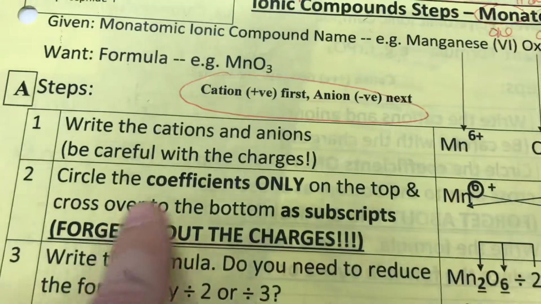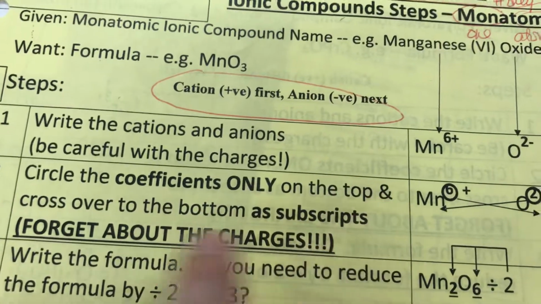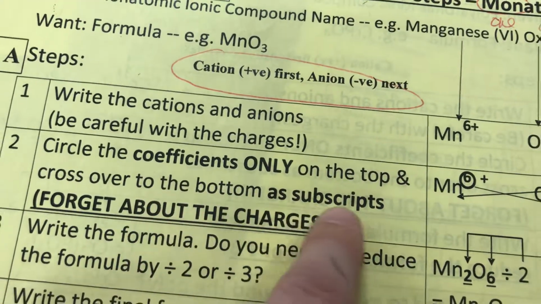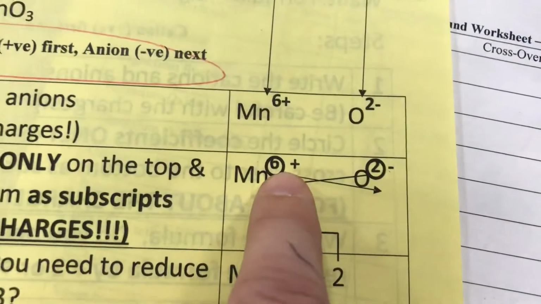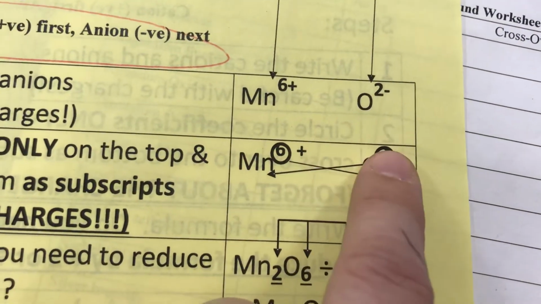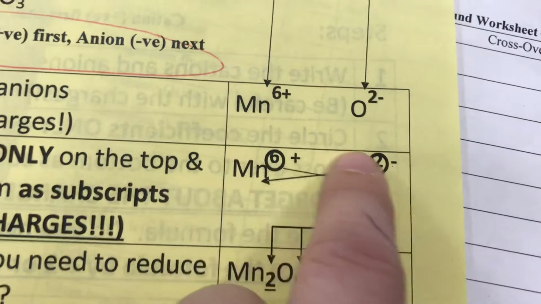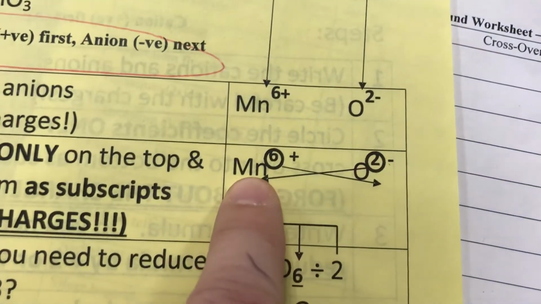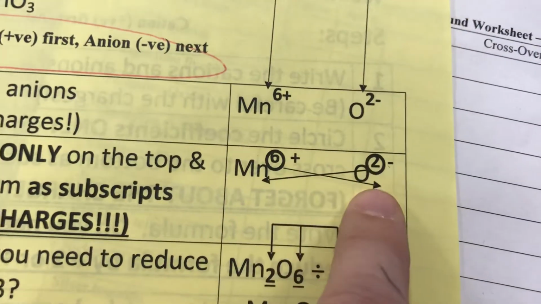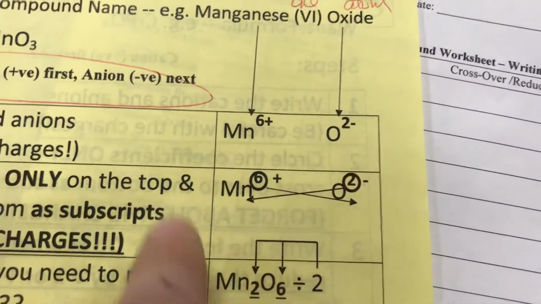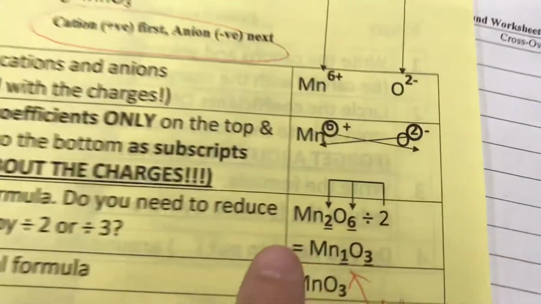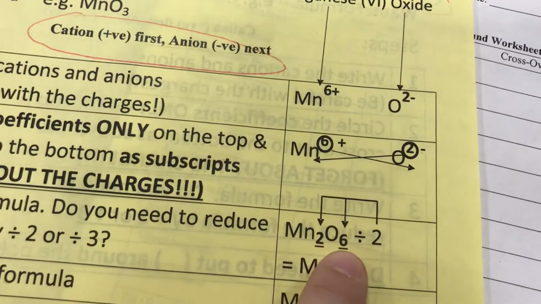And then next we circle the number only on the top and we cross over to the bottom as subscript, but we do not include the charges. So we circle the number on the top, we circle the 6, we circle the 2, and we cross over. We bring the 2 to the bottom of Mn, we bring the 6 to the bottom of O, as the subscript. Again, it's crossover. So you will get Mn2O6.